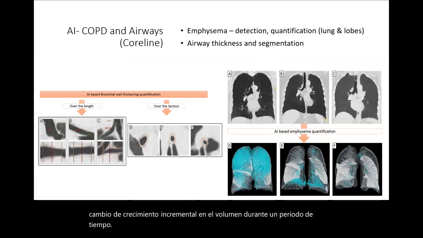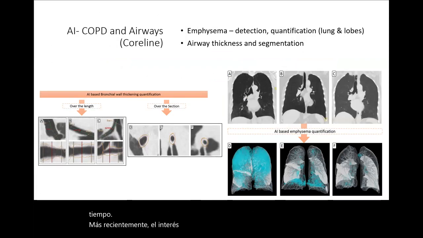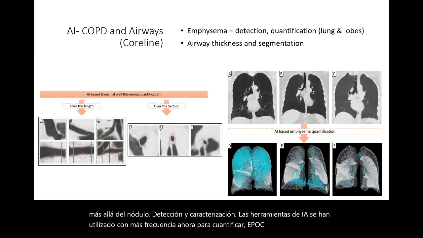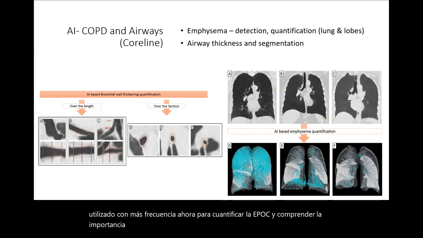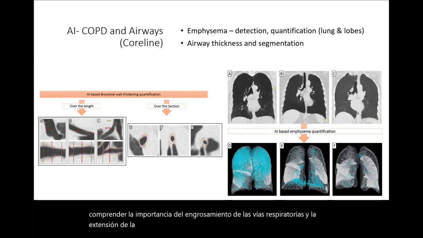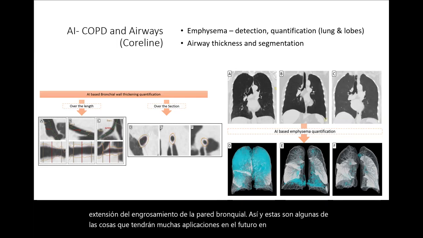More recently, the interest has shifted to other pathologies of the lung beyond nodule detection and characterization. AI tools have been used more frequently now to quantify COPD, to understand the significance of the airway thickening and the extent of bronchial wall thickening. So these are some of the things which will have a lot of applications in the future in management of patients with COPD and asthma.